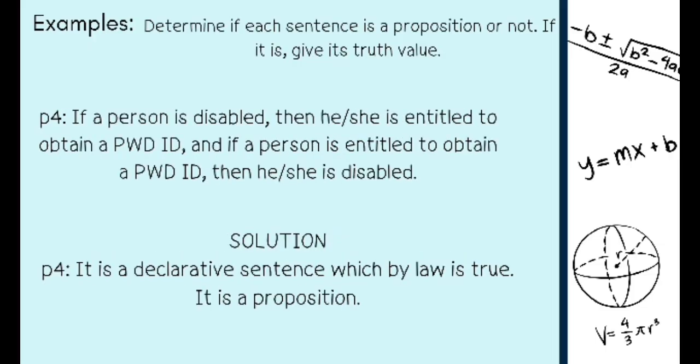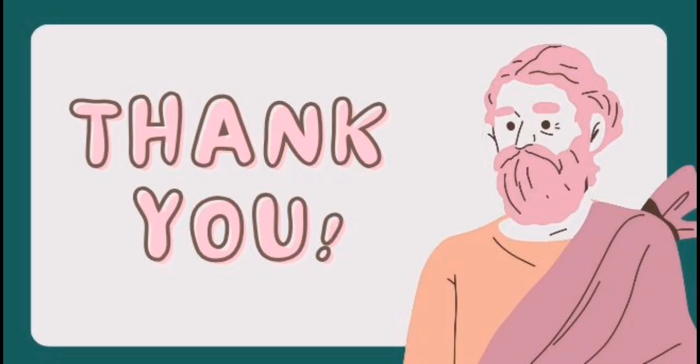P4: If a person is disabled, then he or she is entitled to obtain a PWD ID, and if a person is entitled to obtain a PWD ID, then he or she is disabled. It is a declarative sentence which by law is true. It is a proposition. And that's all for my topic. Thank you.